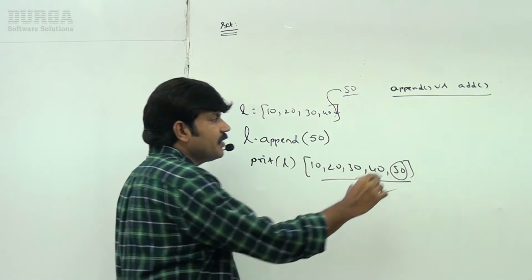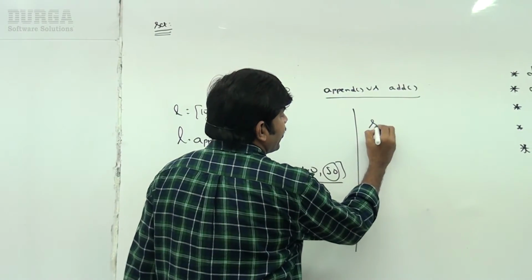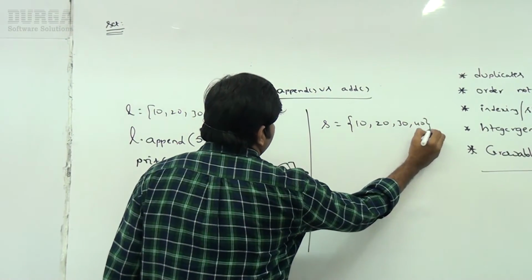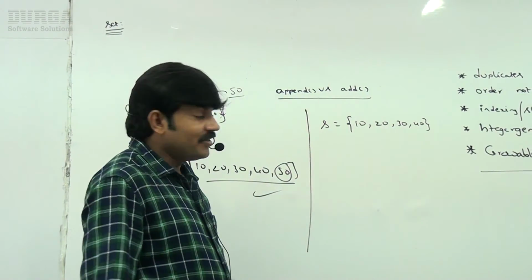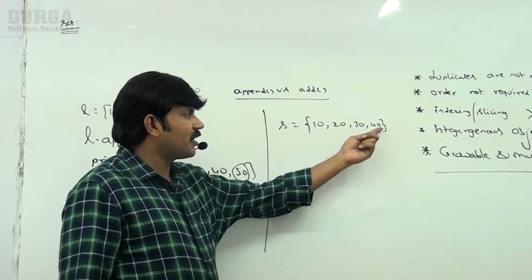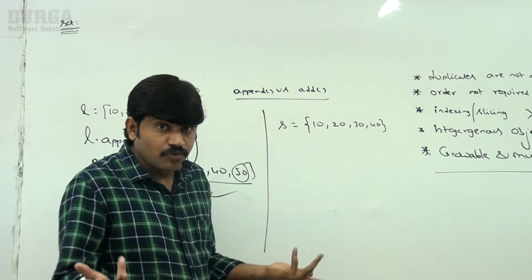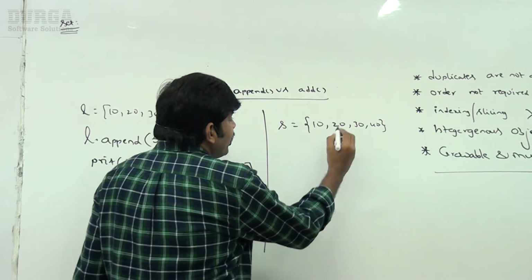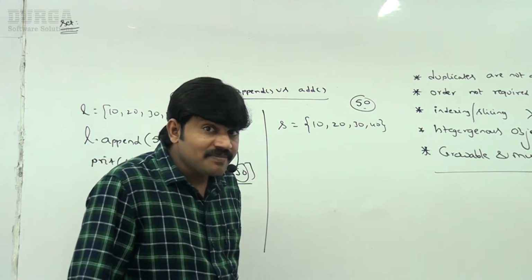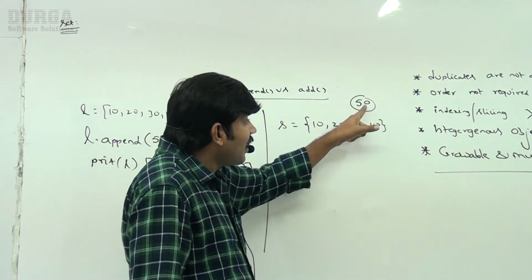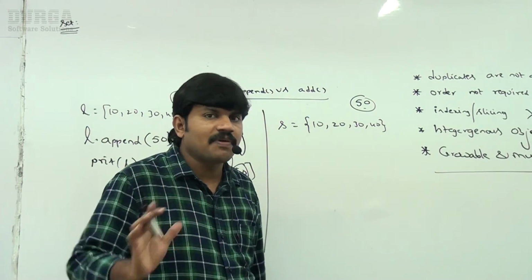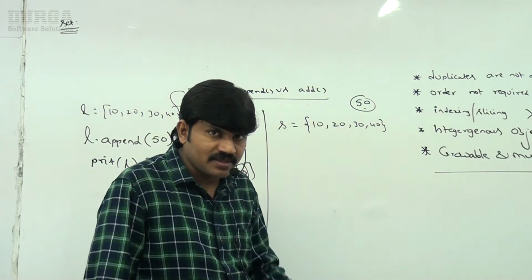But what about set? If I take S is equal to 10, 20, 30, 40, order is not important. In the memory, how these objects are going to be stored, there is no guarantee at all. Maybe 40 will come first. We don't know that. Now, if I add 50, where will this 50 be added? Is there any guarantee it is always going to be added at last? No guarantee at all. That's why such terminology as append you can't use for the set.